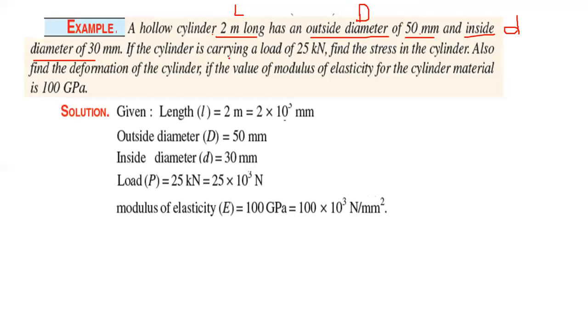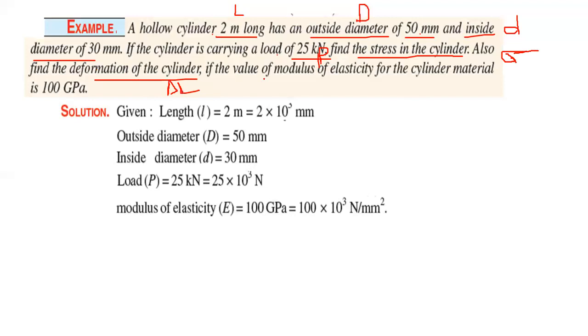If the cylinder is carrying a load of 25 kilonewton, that is a load P. Okay, this is P. The stress inside it, find the stress, that is you have to find the value of sigma. So here, find the deformation also. Deformation means change in length and or change in diameter.